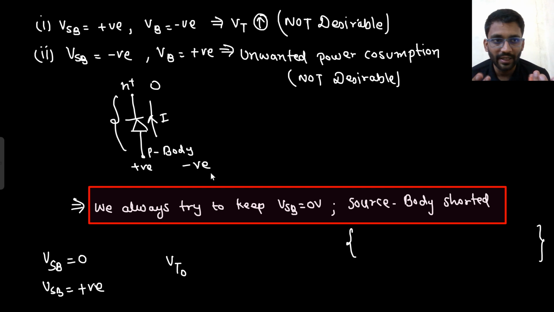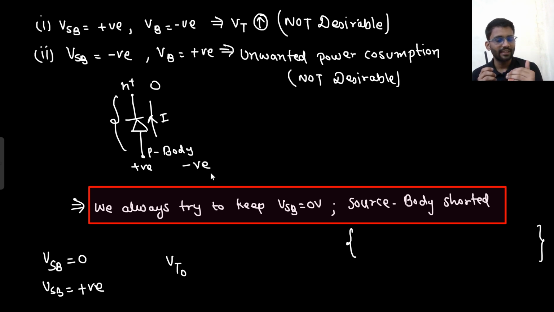If I keep VB to be positive, I am increasing my forward bias between source and body. And if I increase my forward bias, there will be current increasing, and that will lead to unwanted power consumption. But I don't want that. So I would keep body at the most negative potential in the IC, so that at least the source and body are reverse biased. Getting this point?